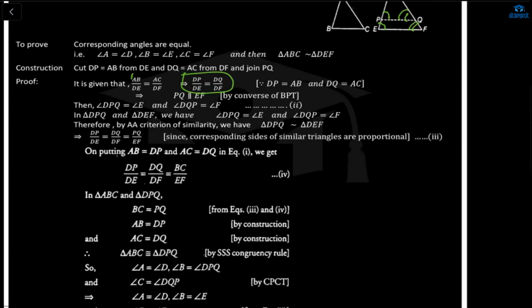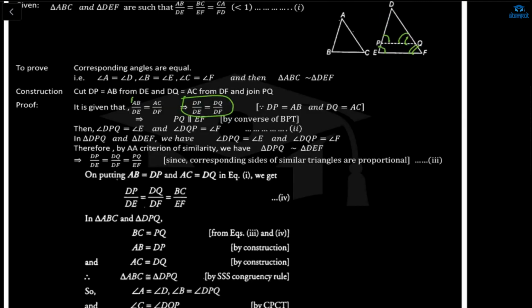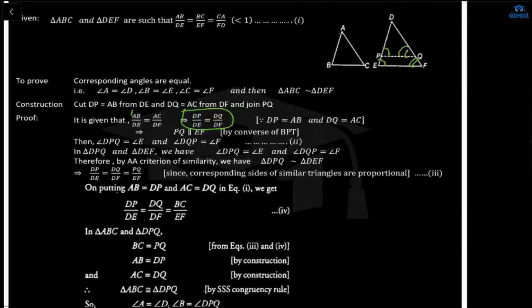Now, if the triangles are similar to each other, that means the ratio of the sides will be the same. That is, DP by DE is equal to DQ by DF is equal to PQ by EF. Understood? Anybody, any doubt? Now we have reached this point.